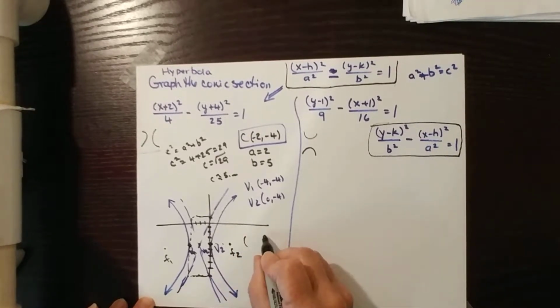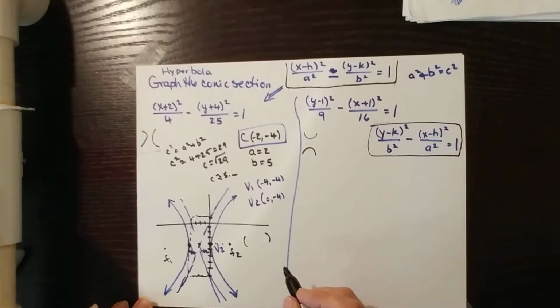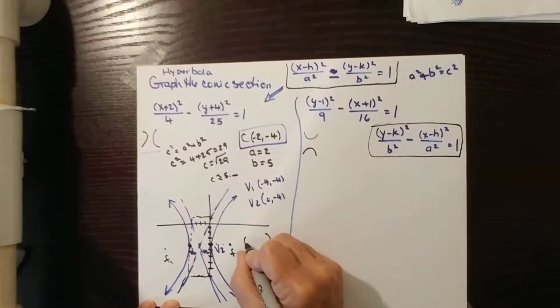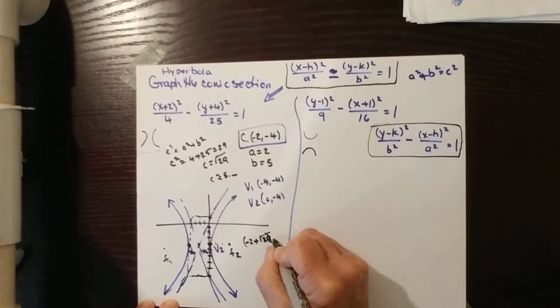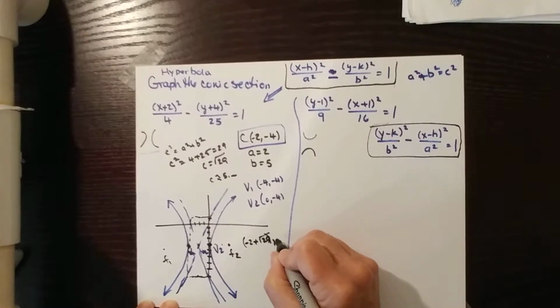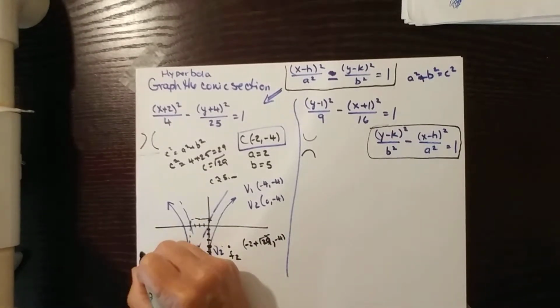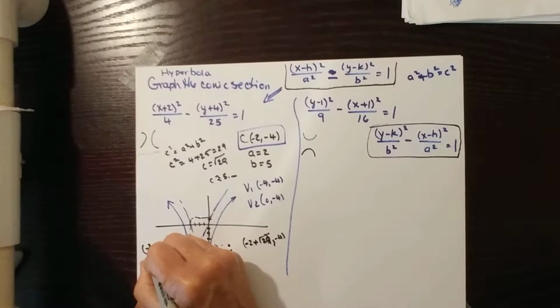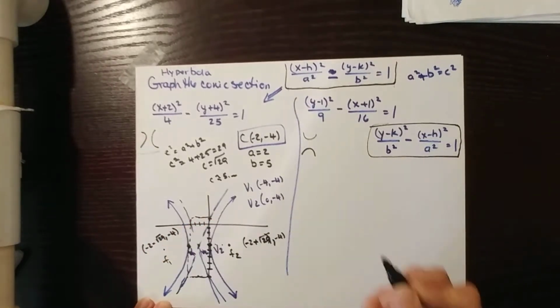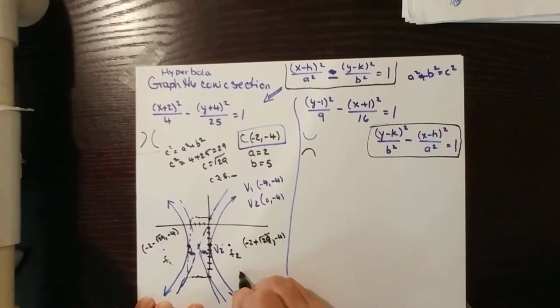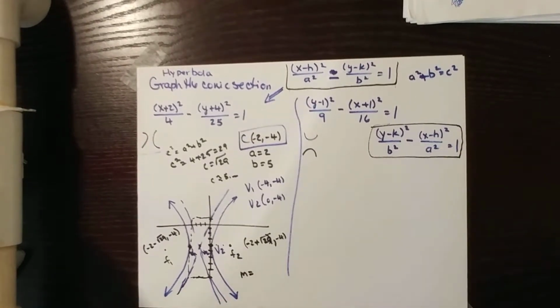The coordinates for F1 and F2, let's see. If I went to the right, c units from the center, I started at -2, and then I'm going to go plus the square root of 29. That is my x coordinate, and the y coordinate is still -4. For F1, I'm going to go -2 minus the square root of 29 to move me left, and the y coordinate's -4.